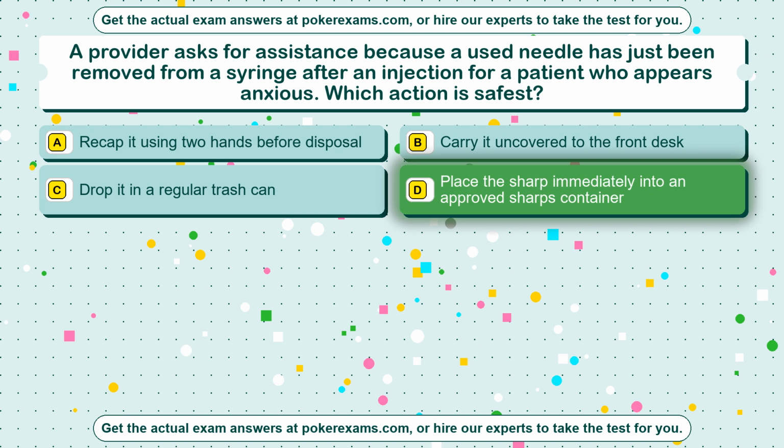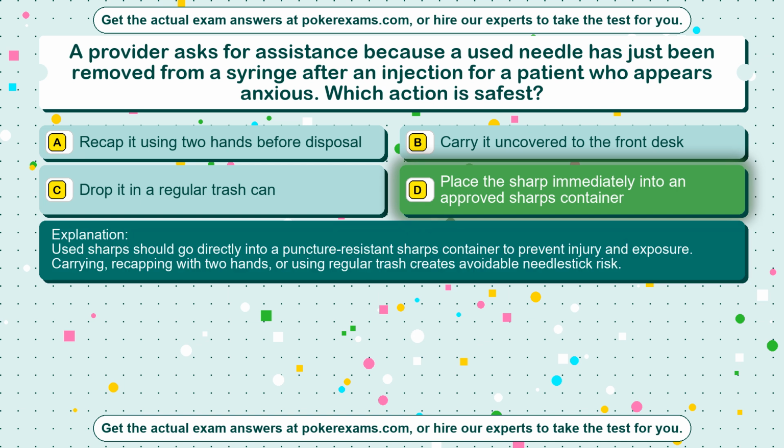Place the sharp immediately into an approved sharps container. Used sharps should go directly into a puncture-resistant sharps container to prevent injury and exposure. Carrying, recapping with two hands, or using regular trash creates avoidable needle stick risk.